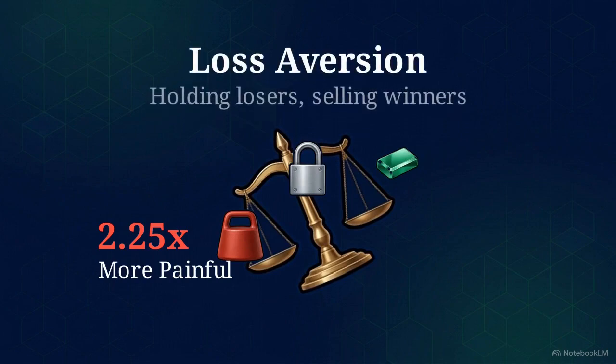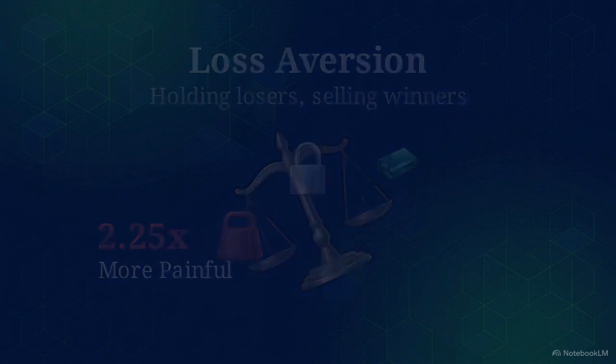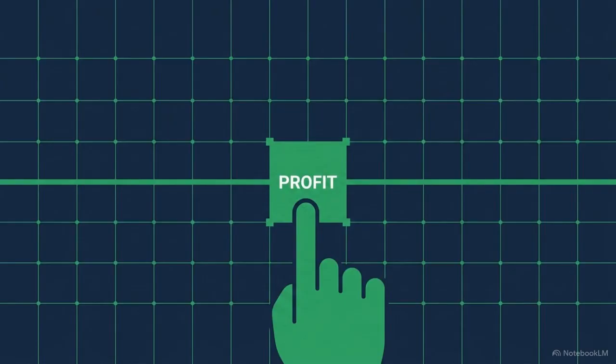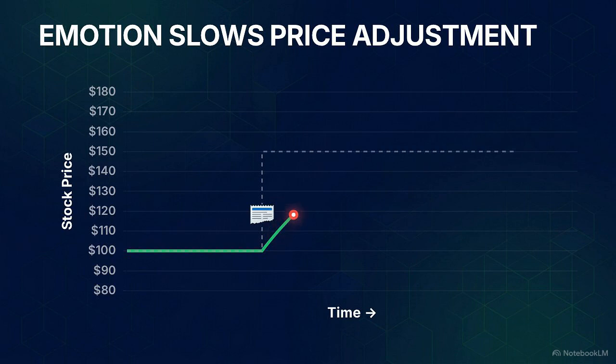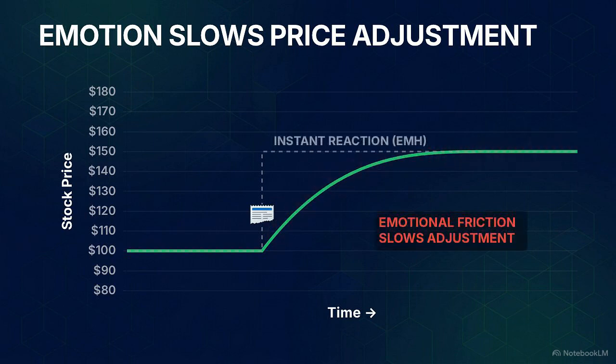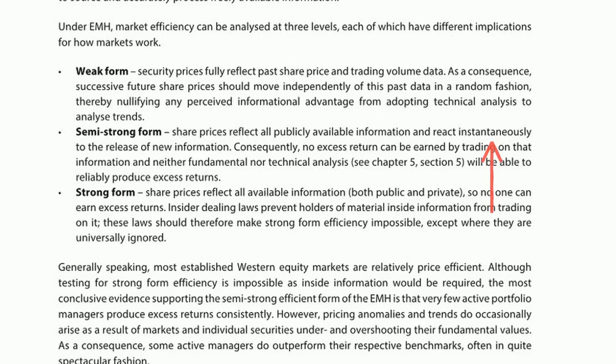Investors irrationally hold poorly performing shares to avoid acknowledging a bad decision. At the same time, they frequently sell their winning stocks far too quickly just to lock in the gains. This emotional friction limits how fast stock prices actually adjust to positive or negative news, directly contradicting the instantaneous market efficiency that early theories assumed.